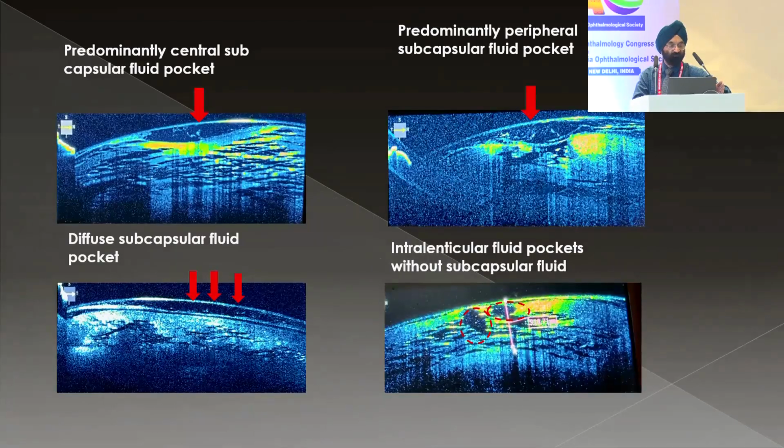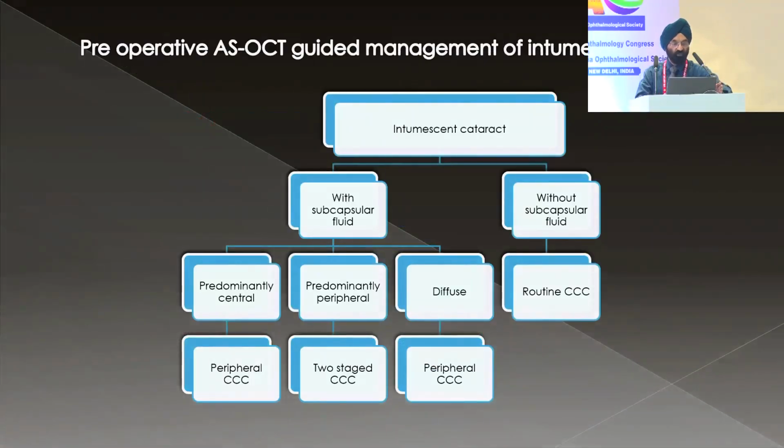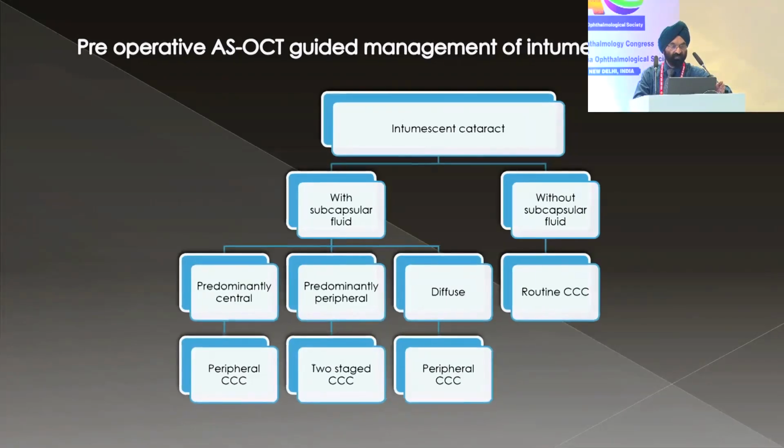These are some of the OCT pictures. The first is a predominantly central fluid pocket, the second a predominantly peripheral fluid pocket, the third both central and peripheral, and the fourth an intralenticular fluid pocket with no subcapsular fluid pocket. Based on this, we made an algorithm: with subcapsular fluid, if it is central, go peripheral, and if it is peripheral, go central. Without subcapsular fluid pocket, you can do routine central capsular access without any fear of Argentinian flag sign.